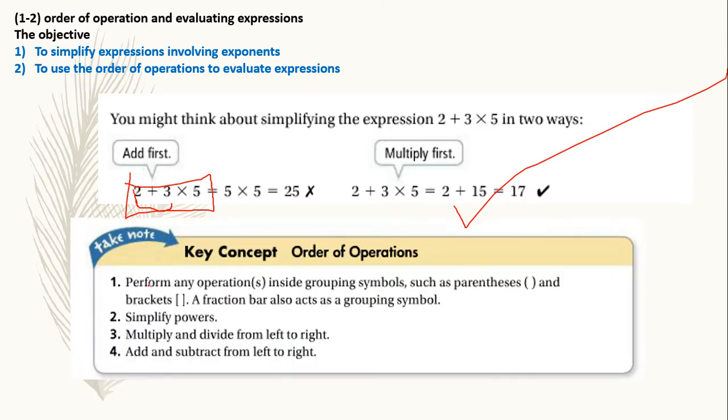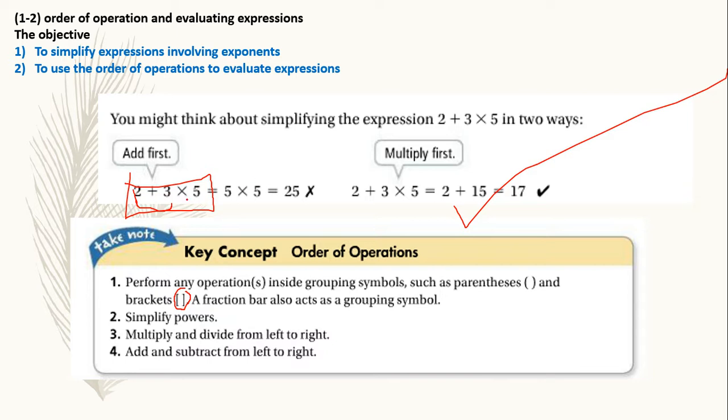The order of operation tells you that you have to do what you have in the parentheses first, then you simplify any powers, then multiplication and division, and finally addition and subtraction. So here the mistake is doing the addition before the multiplication.